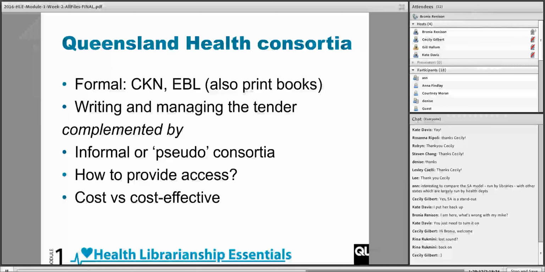How to provide access. The Queensland Health IP range is not visible external to our firewall. So for non-CKN resources, we use EZproxy. It's managed by State Library of Queensland. EZproxy is in many Australian and overseas universities. Each health service or each hospital has its own iteration. State Library does that.